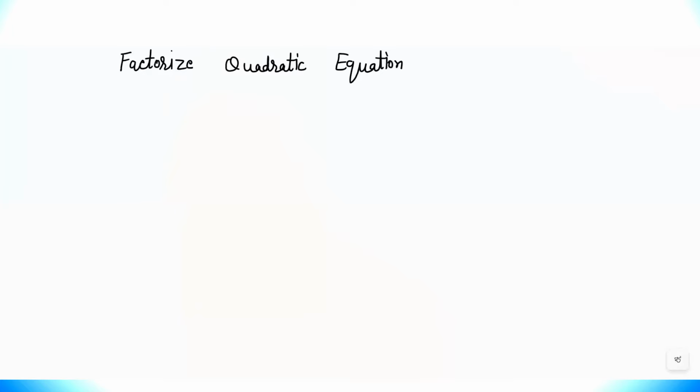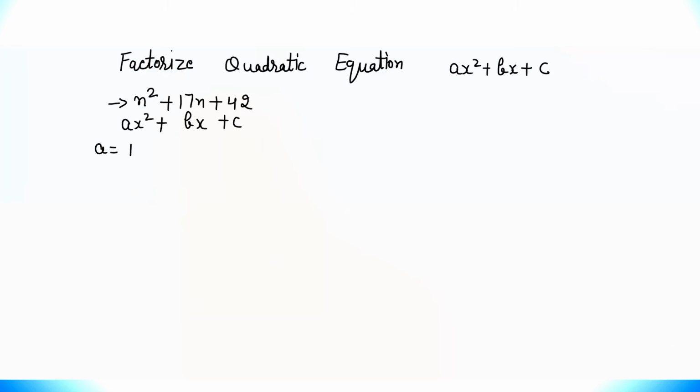Now let's learn how to factorize the quadratic equation which is written in the form of ax squared plus bx plus c. So the equation is n squared plus 17n plus 42. So the first step is we have to compare the equation with ax squared plus bx plus c, and we have to find out what is the value of a here. It is 1. If nothing is written in front of the square value, that means it's 1. Then b is equal to 17, c is equal to 42.